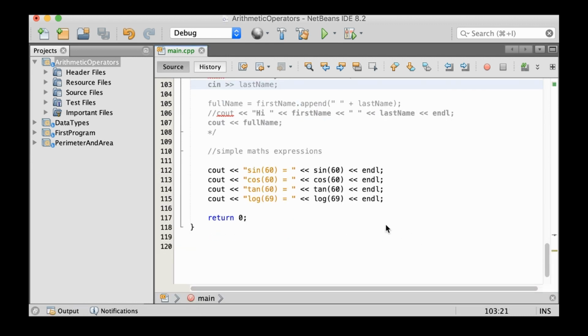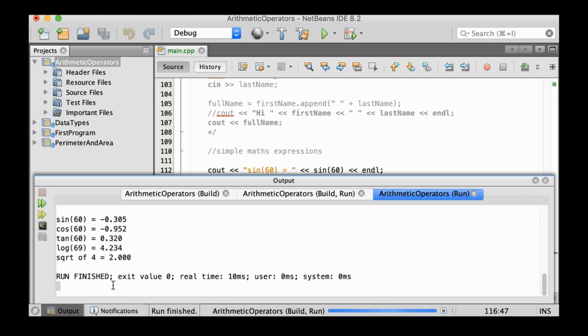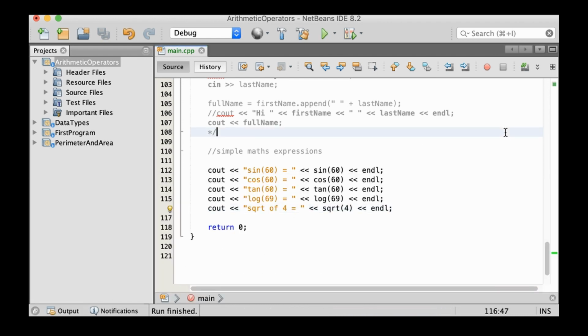And how about if you want to do square root? Maybe you want to do something like square root of 4. You know that it's supposed to give us 2. So this is how you do the square root. Simple. Then enter 4 in there, and when you run it, you're going to get 2. That is the square root of 4.